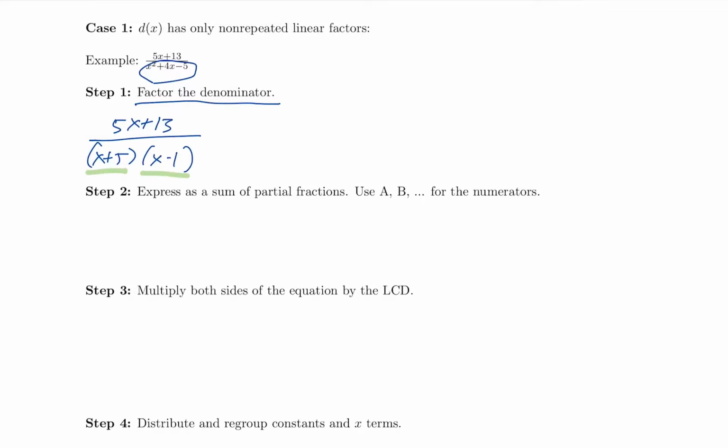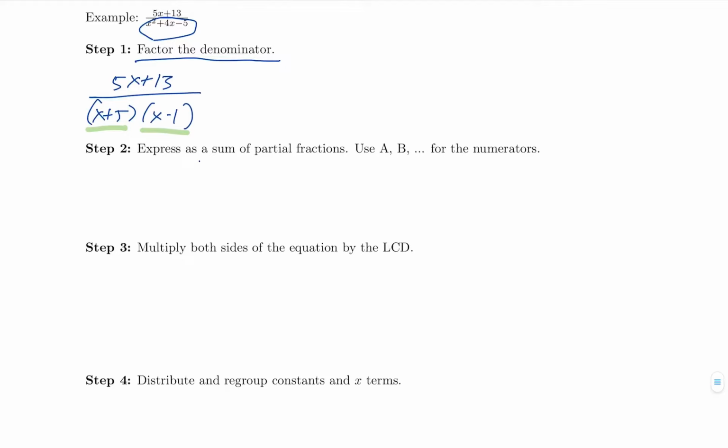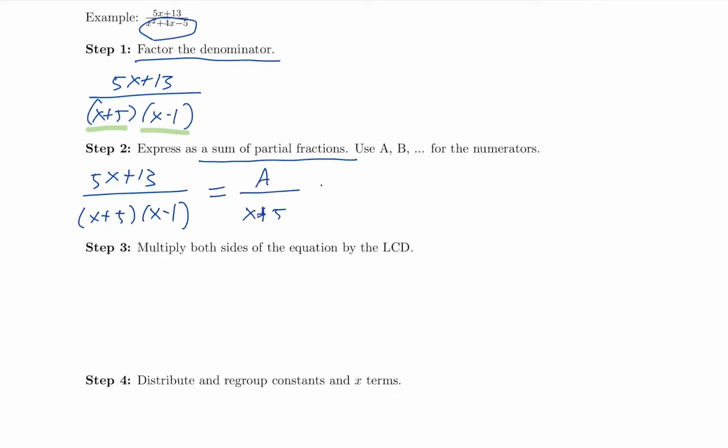Then we're going to express it as a sum of partial fractions. What does that mean? We'll copy down the top part with the factored denominator. Then here, we're going to write a capital A over x plus 5 plus B over x minus 1, because this is a common denominator, right? So let's separate them. Now we're trying to find what A is and what B is.